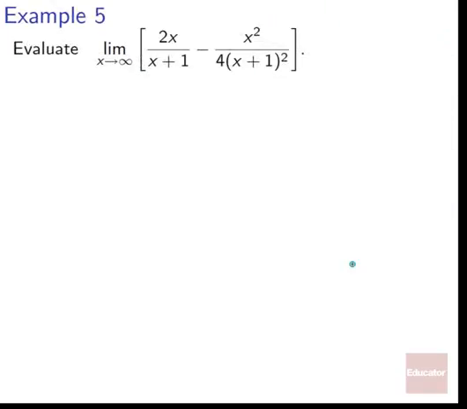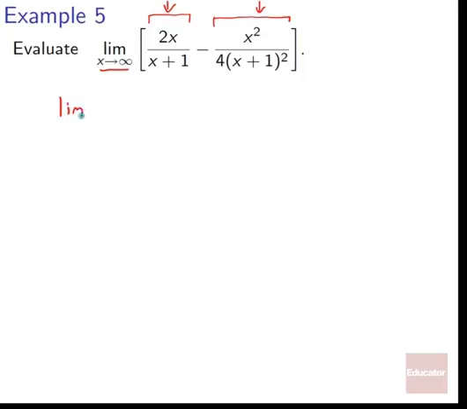Fifth example, evaluate the limit as x goes to infinity of 2x over x plus 1 minus x squared over 4 times (x plus 1) squared. The first thing to notice here is that this fraction doesn't really have an effect on this fraction during the process of the limit. As x goes to infinity, they don't really interact with each other. They're basically separate, so we can split the limit into the two portions.